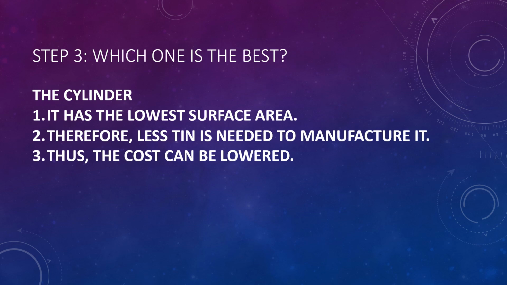So at the end, which one is the best? So it's obvious, right? The cylinder is the best shape that we could choose because it has the lowest surface area. Since it has the lowest surface area, it needs the least material to manufacture it. So the cost to make one container which is cylinder in shape can be lowered.